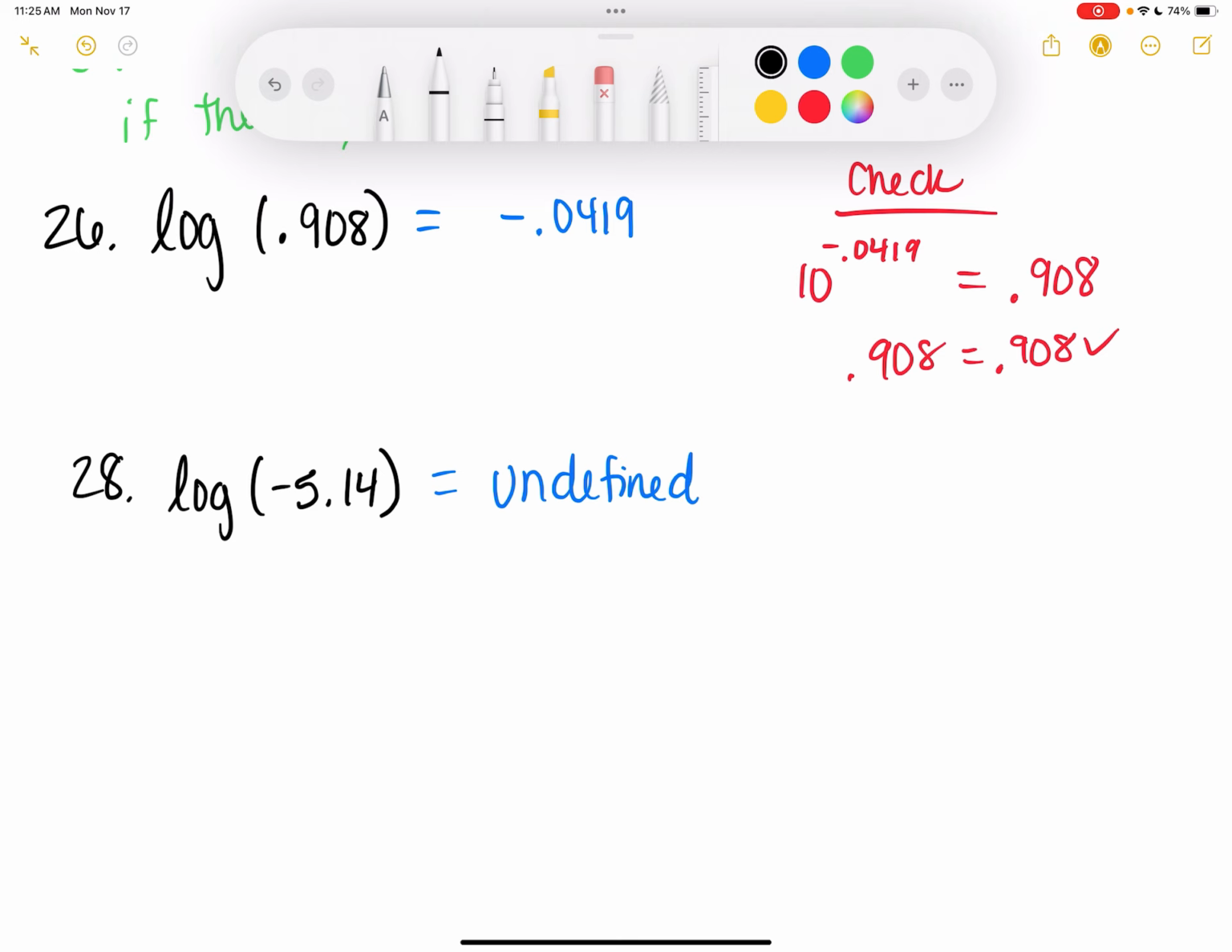30. ln of 0.733. So this time you use your ln button and then type that in. Tell me what we get. Negative 0.311. Negative 0.311.